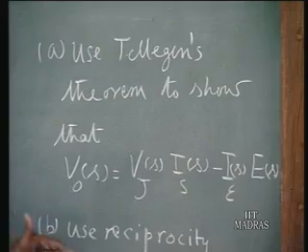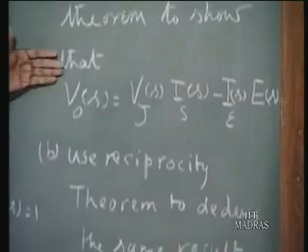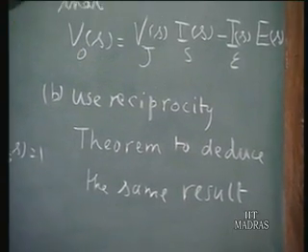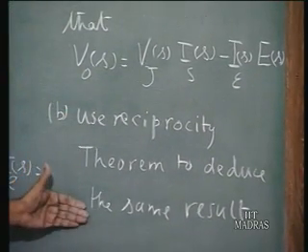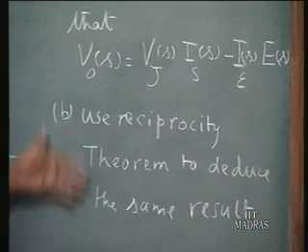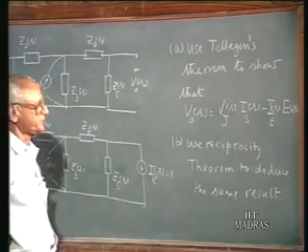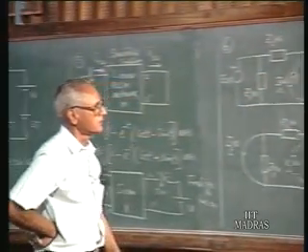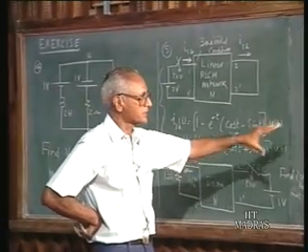Now use the reciprocity theorem to deduce the same result. So you derive this result using Tellegen's theorem on one hand and the reciprocity theorem on the other hand. So these are the two parts to this question. So take down these figures once.